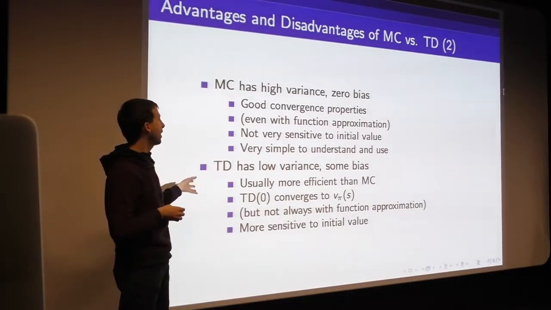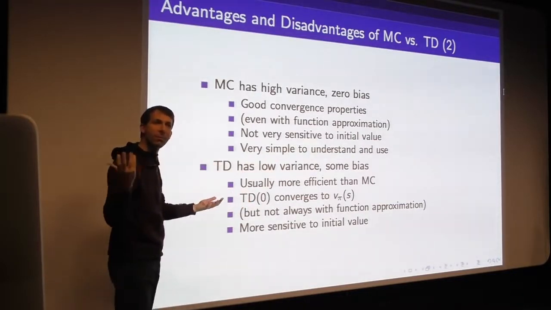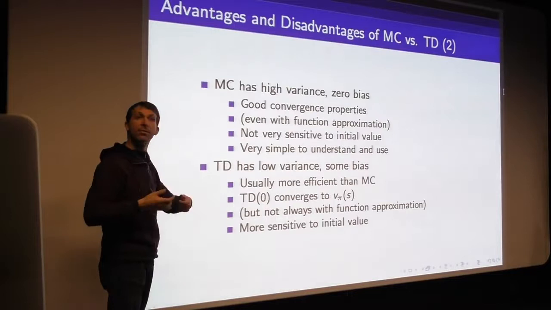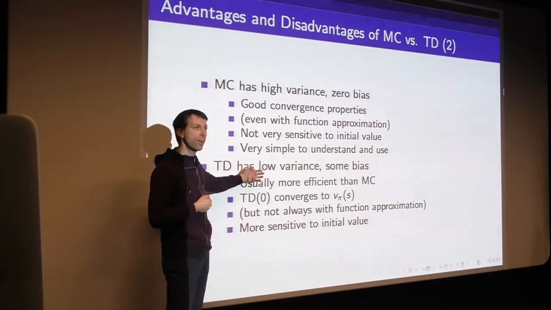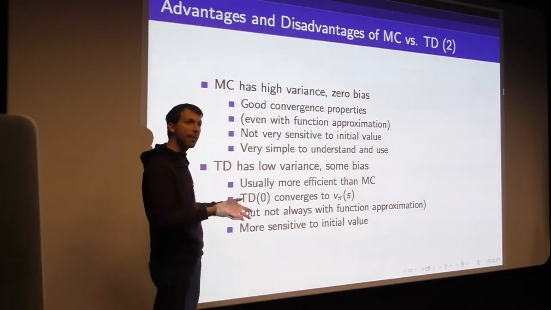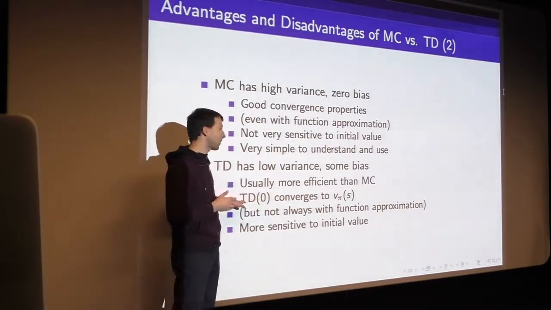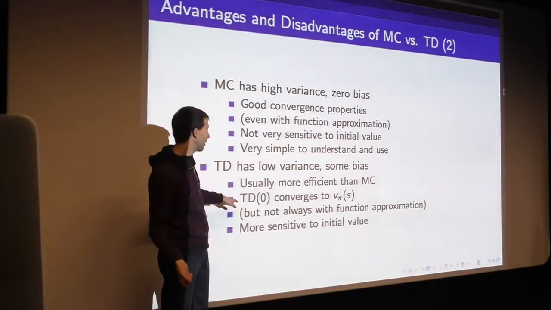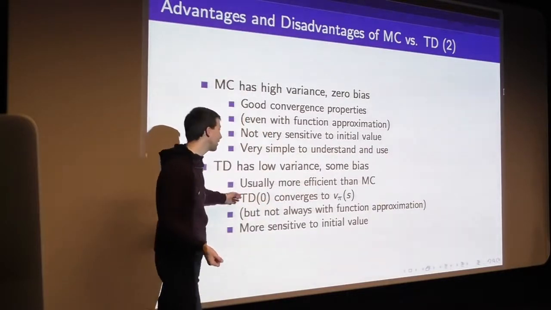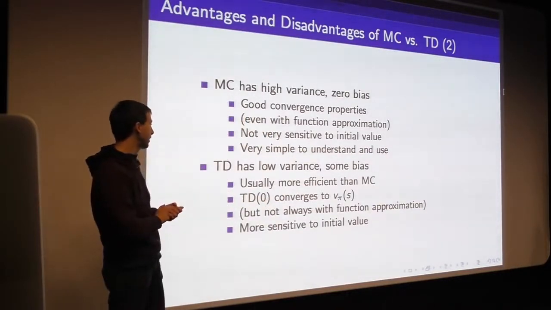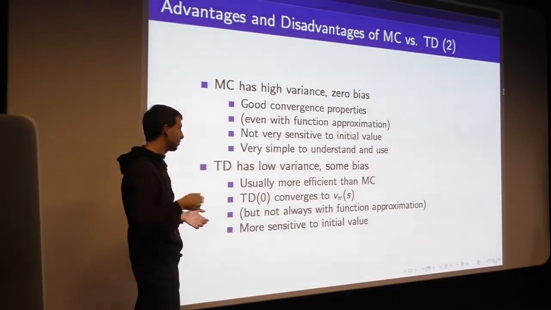TD, on the other hand, is much lower variance, but it has some bias. And so you should be wondering, does the algorithm even work if it's biased? The answer, luckily, is yes. And it's usually much more efficient than Monte Carlo because it's so much lower variance. In most situations, we'll see examples of this, TD is generally a much more efficient algorithm. And for the special case we're looking at, policy evaluation using table lookup, it converges to the true value function. I'm not going to prove it, but this was proved by Peter Dayan, one of the first people to prove this for the general case.